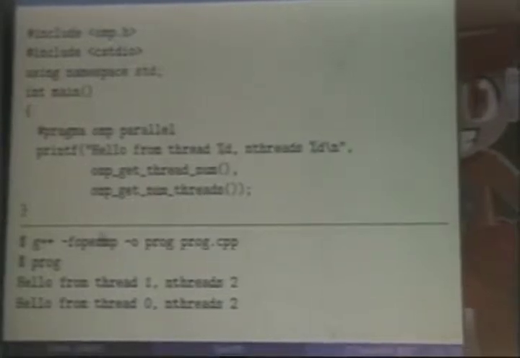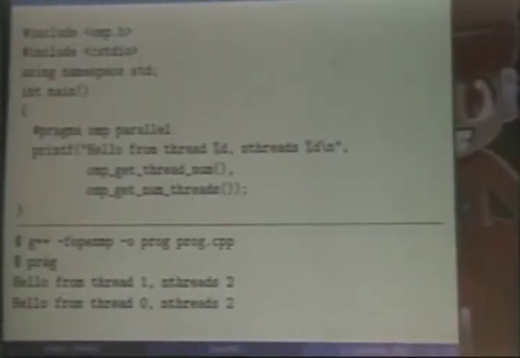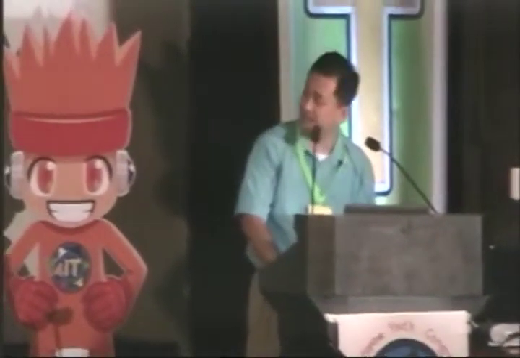If you are using the GNU C++ compiler, you can compile this program and then just invoke this particular option, -fopenmp. Compile it, the output here is prog, the input is, assuming the name of this program is prog.c. And you execute it, there will be two hellos. One coming from thread number 1 and one coming from thread number 0. This is assuming that your computer has two cores, which is very prevalent nowadays. If you purchase a new computer, most likely you'll have two cores in your processor.